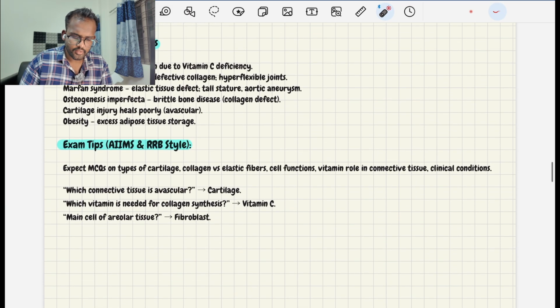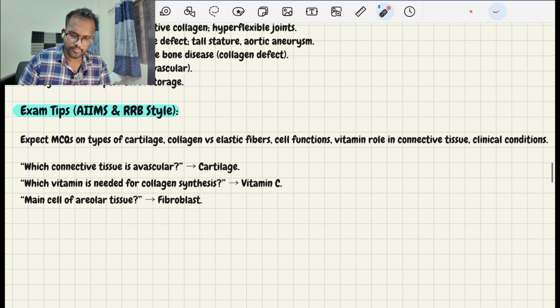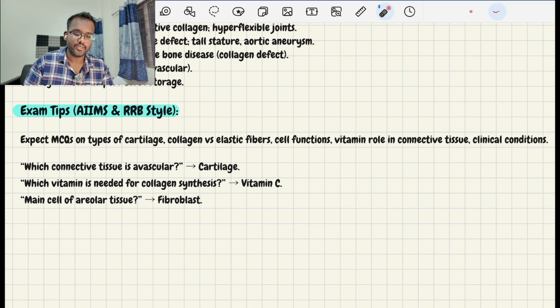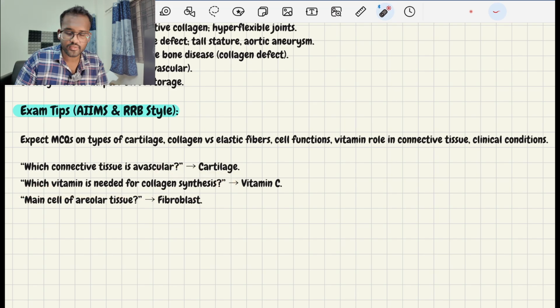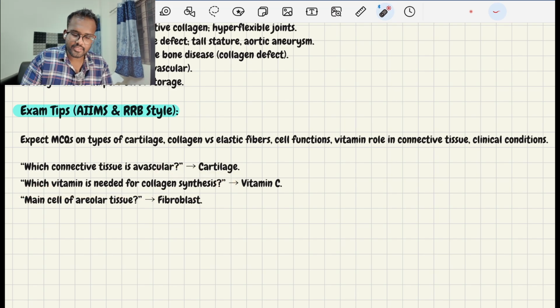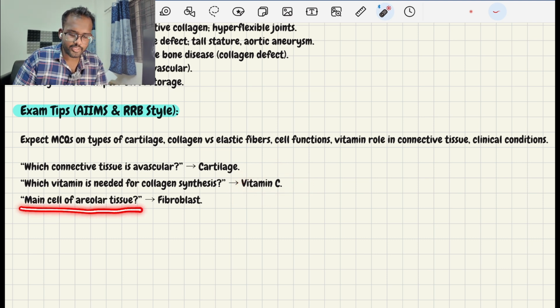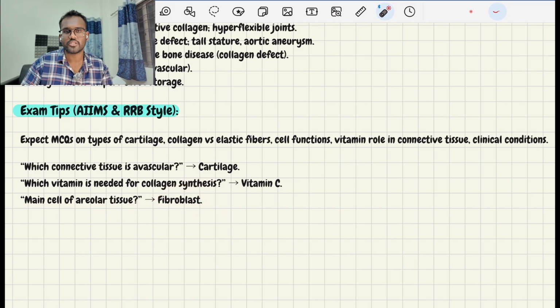It's very easy. Then we have the exam tip. I mention an exam tip in every topic so that you get a proper demo of how the questions will be asked. As you can see here, which connective tissue is avascular? Cartilage is the answer. Then which vitamin is needed for collagen synthesis? I have explained that: vitamin C helps in collagen synthesis. Then the main cell of areolar tissue is the fibroblast cell. So like that, the questions will be formed in the exams. So be careful and read well.